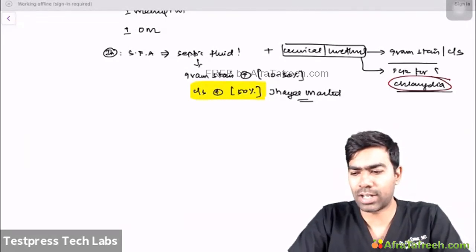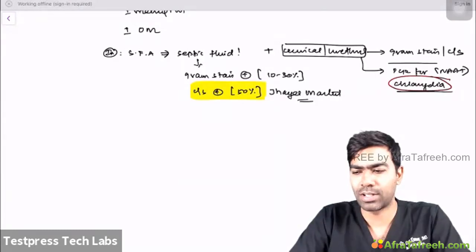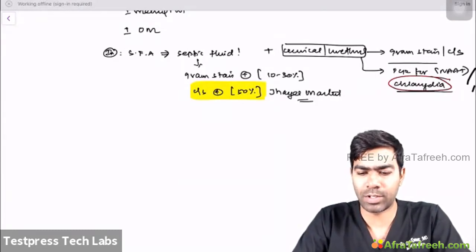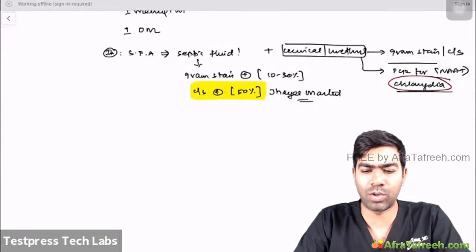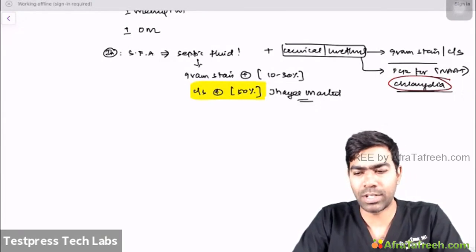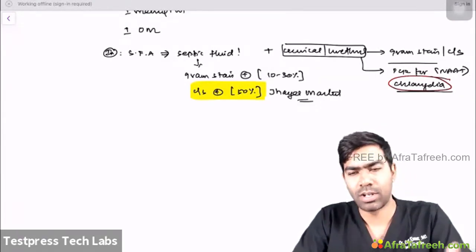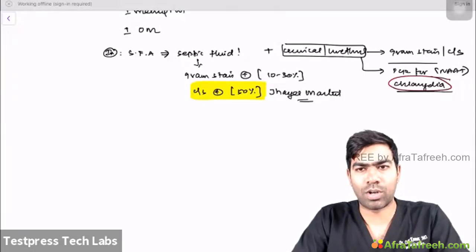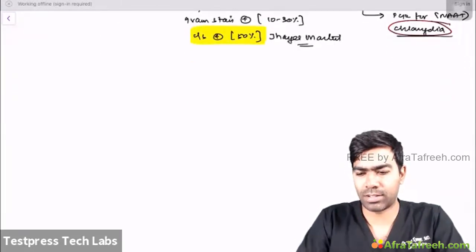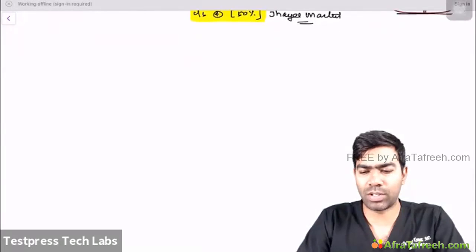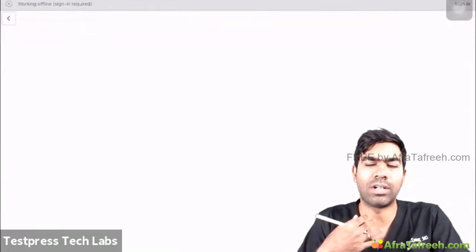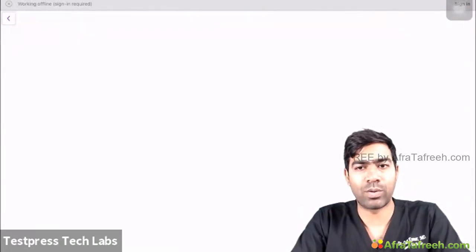Yesterday I told you, that's a NAT, nucleic acid amplification test, because it cannot be grown in routine culture because it's an intracellular organism. That's a very notorious one. So you have to definitely do a PCR, even if you think about a gonococcal urethritis or a gonococcal infection for that matter. You can do other areas also. You can do swabs, for example, pharyngeal PCR. You can do a rectal PCR.